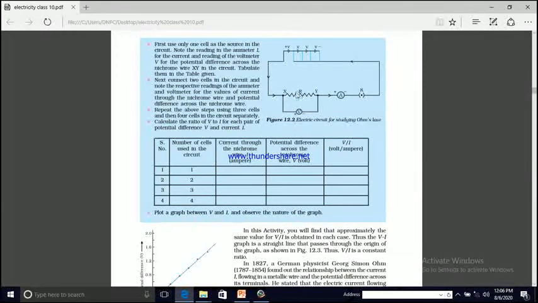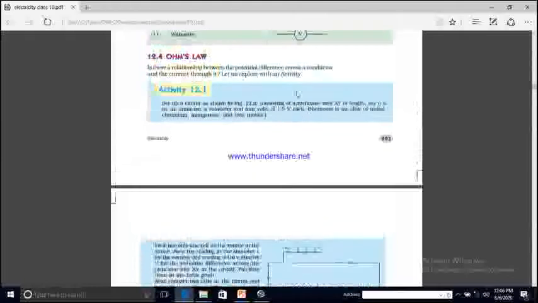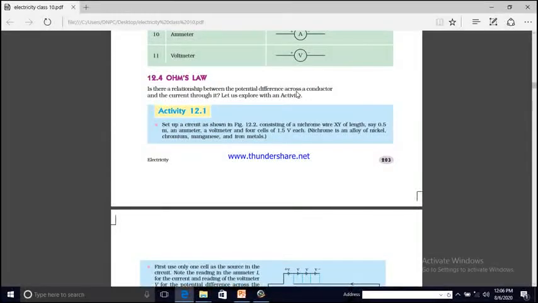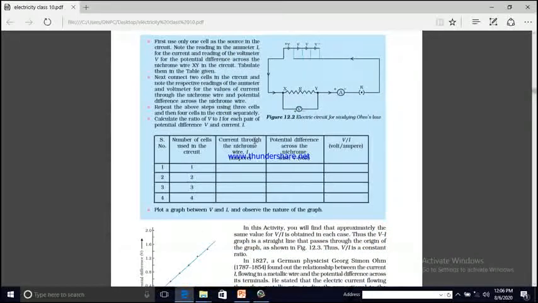In the case of resistors, what we took as the resistor was nichrome. Nichrome is an alloy of these metals: nickel, chromium, manganese and iron. These four metals are alloyed to make this particular nichrome wire. When these metals are alloyed, the resistance increases.